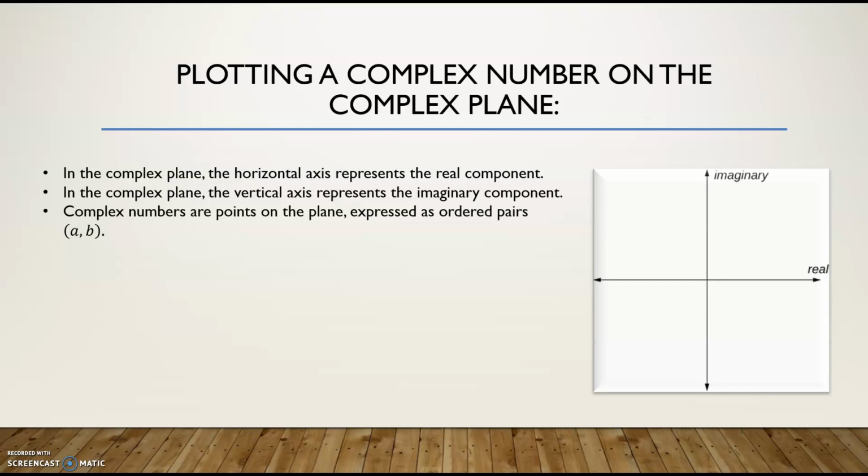Okay, plotting a complex number on the complex plane. Now what used to be the y-axis is now called the imaginary axis, and what used to be called the x-axis is now called the real axis. Okay, and your ordered pairs will be described as a, or the real part, comma, b, or the imaginary part.